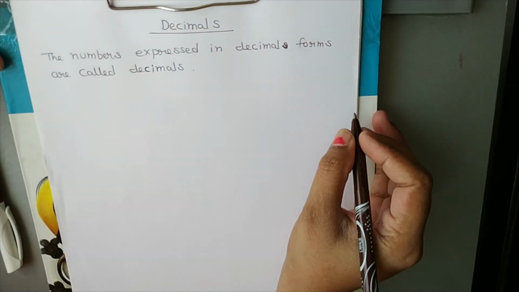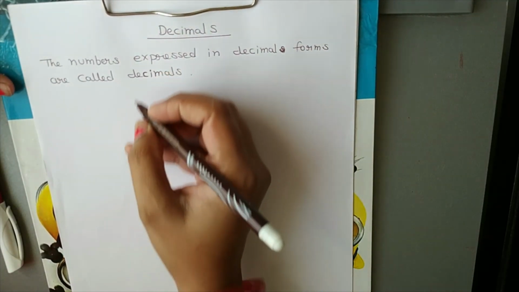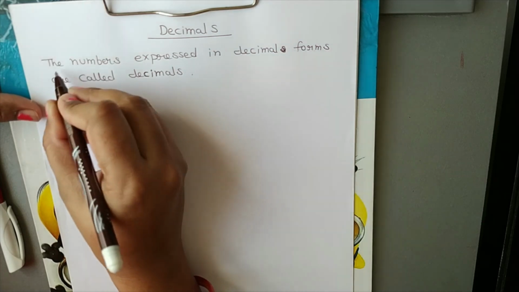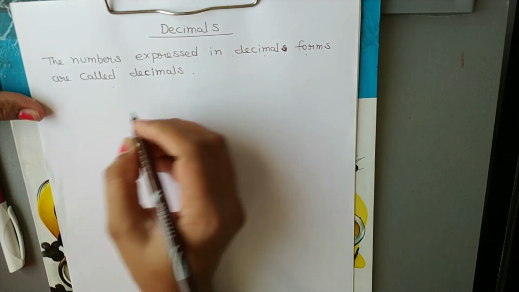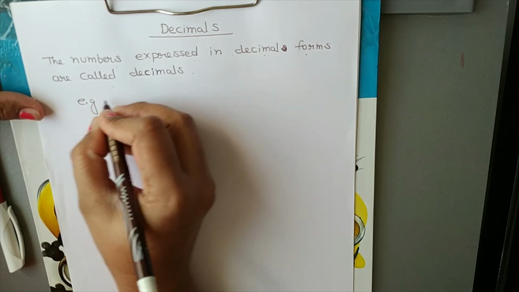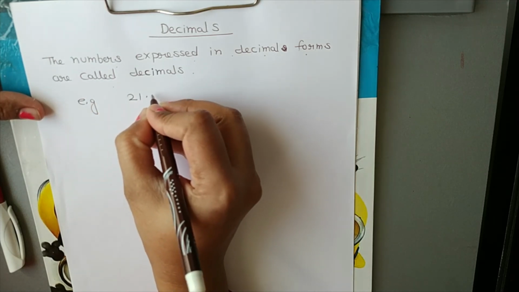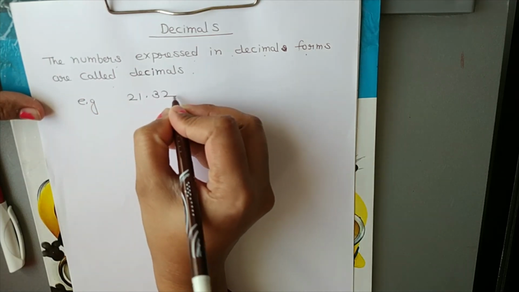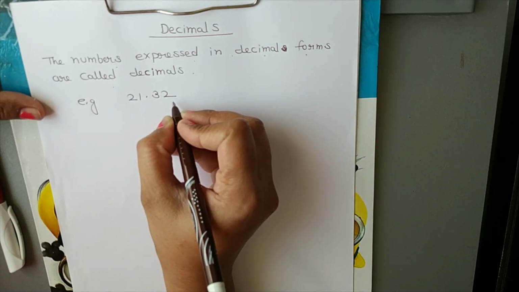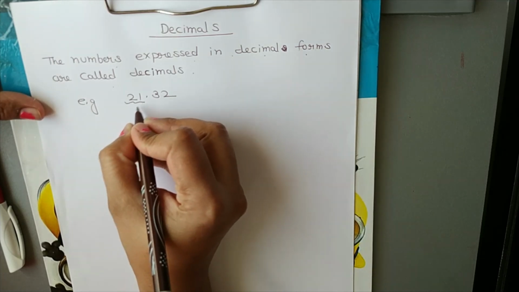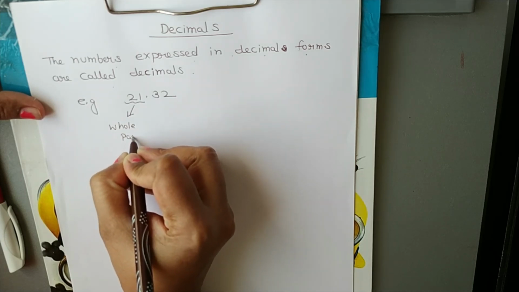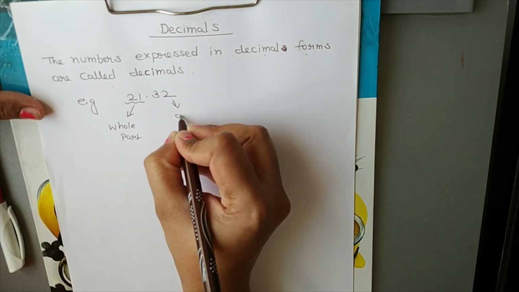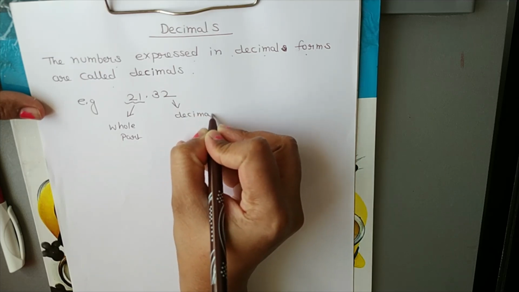In this video we will discuss what are decimals. The numbers expressed in decimal form are called decimals. For example, 21.32. This is a decimal number. Now this is the whole part and this is the decimal part.